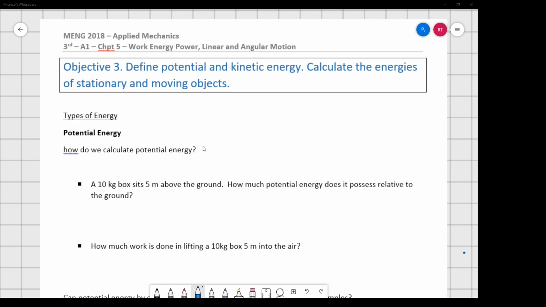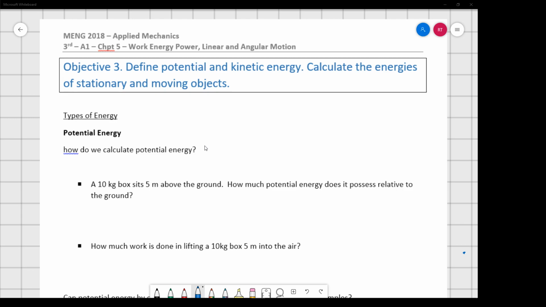Okay, on to the next section of our 3A1 Chapter 5. Just note we've moved on to Objective 3, so we skipped Objective 2. We'll come back to it in a little bit. So Objective 3 is define potential and kinetic energy. Calculate the energies of stationary and moving objects.